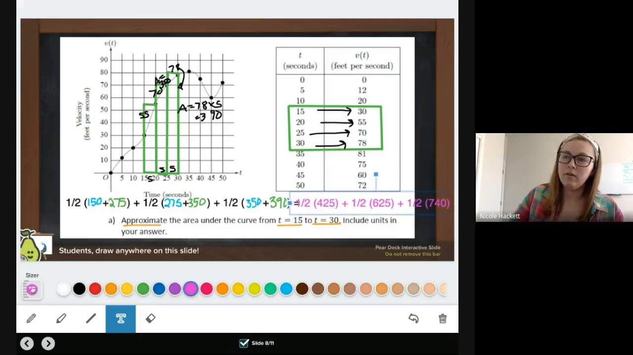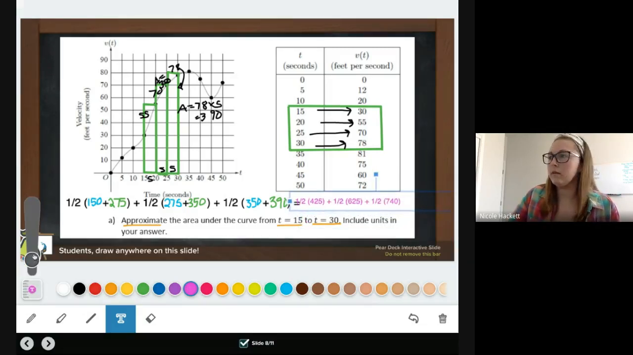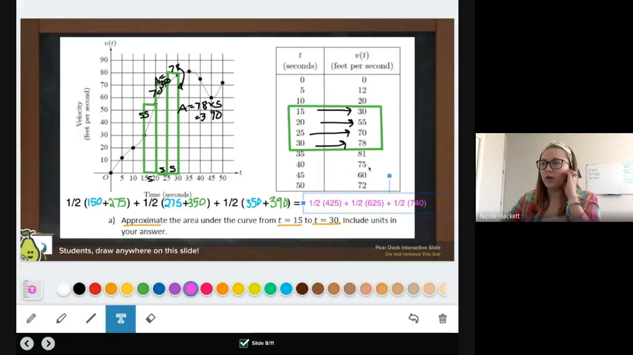Make it a little smaller so it fits right there. Okay, so now the last thing we need to do is find 1/2 of all those numbers and then add them together.